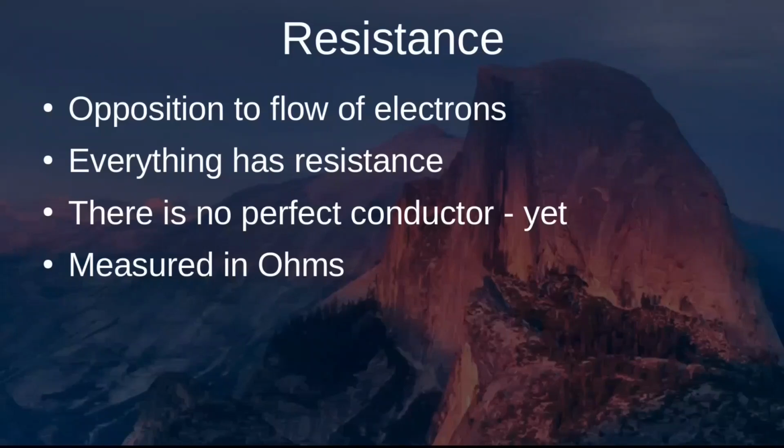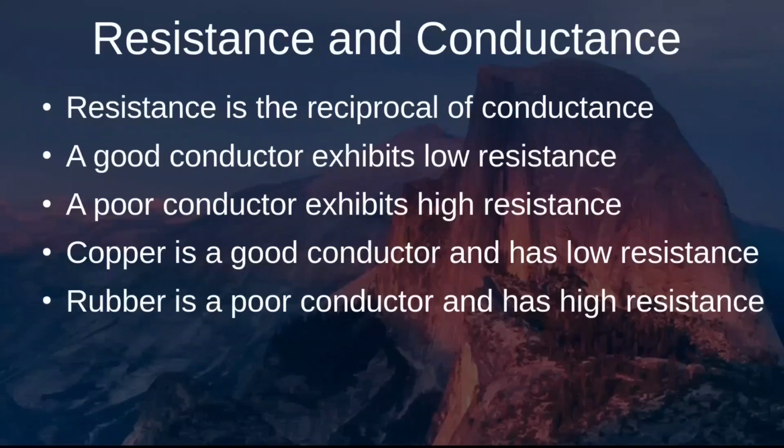Everything has resistance. There is no perfect conductor known in nature at the time of the recording of this lecture, and resistance is measured in ohms. Resistance and conductance are opposites of each other. So resistance is the reciprocal of conductance. A good conductor exhibits very low resistance, and a poor conductor exhibits very high resistance.